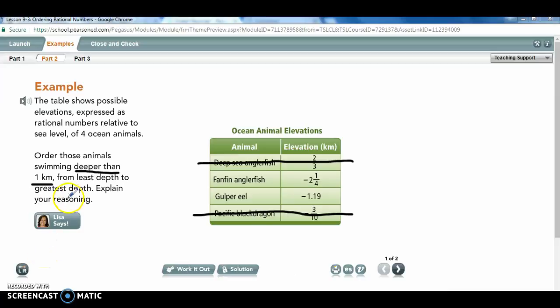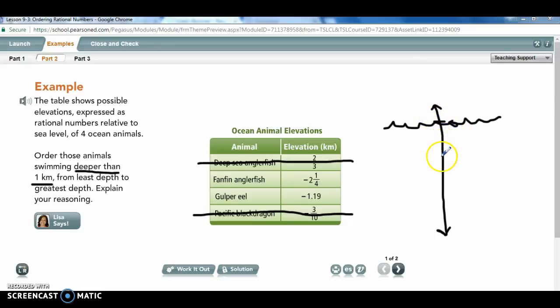It then says to order them from least depth to greatest depth. If I'm looking at a number line that goes up and down, and here is 0, I want to know which one am I going to get to first, because that's going to be the least depth. 0 is sea level. So if this is water, it's where the water starts.